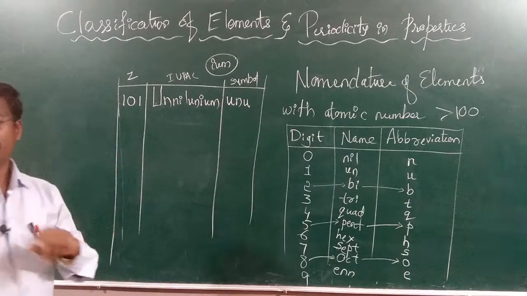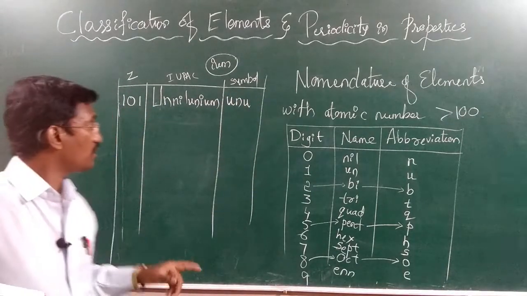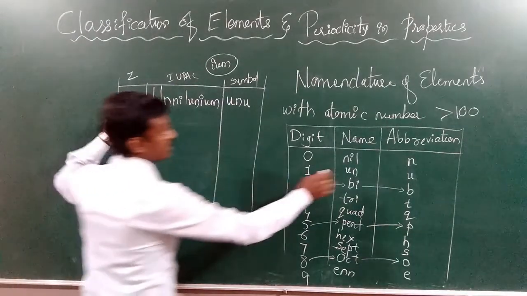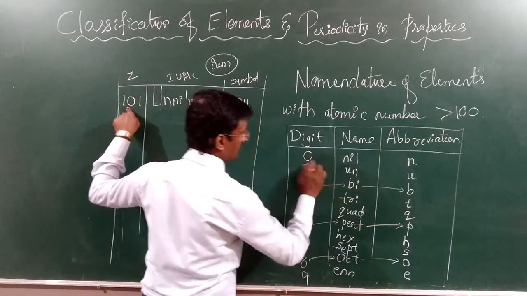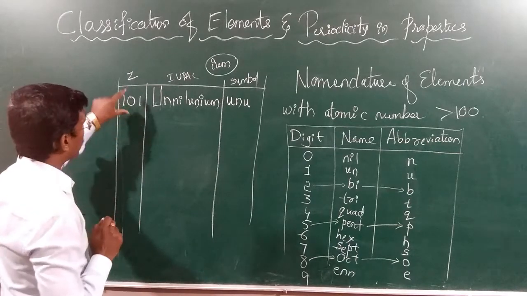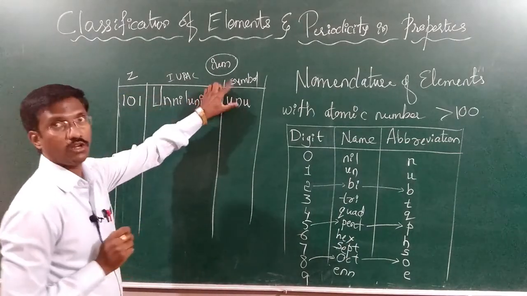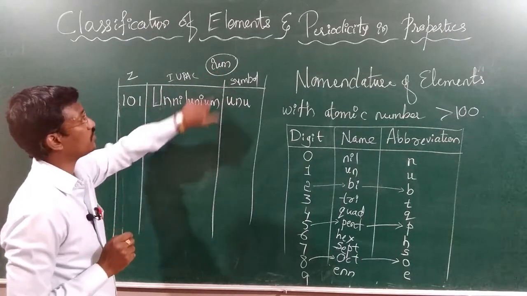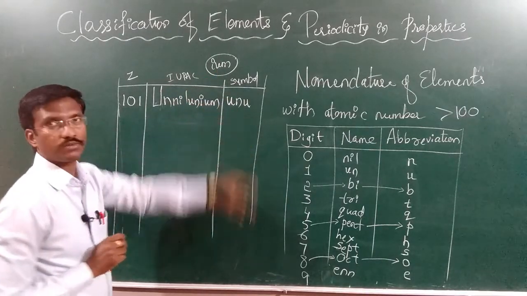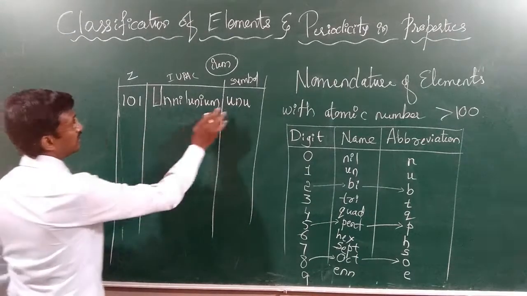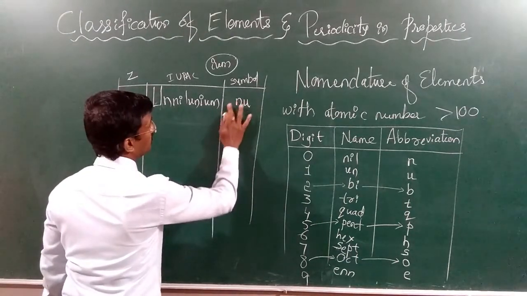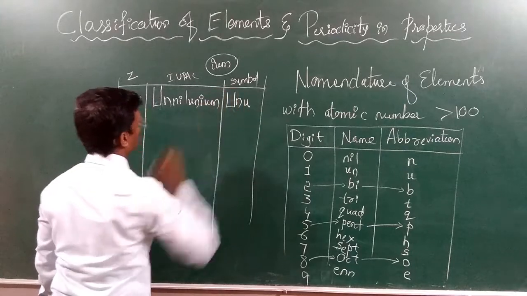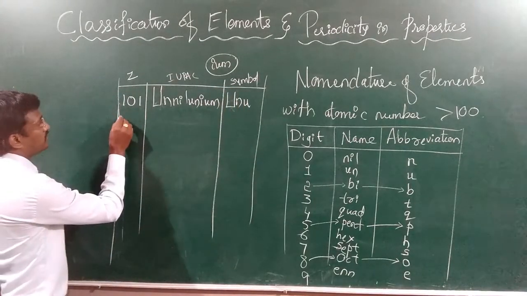Are you observing? The symbolic representation is nothing but the first letter, the abbreviated form. So whenever they tell you to write the name, don't write the symbol directly. You must write the IUPAC name, and then you have to write the ium. Later you have to represent the symbol also. So while writing the symbol you have to use the first letter as capital.